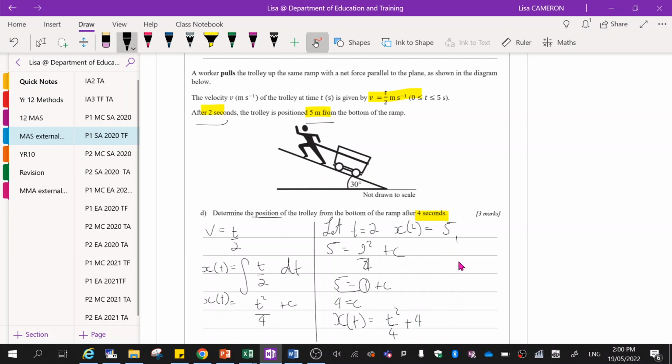Okay, so last part. Now all I need to do is put 4 back into the equation to work out what the displacement is. So our displacement at 4 seconds is equal to 4 squared over 4 plus 4. 4 squared is 16, divided by 4 is 4, plus 4 is 8 meters. So after 4 seconds, this thing is 8 meters away.